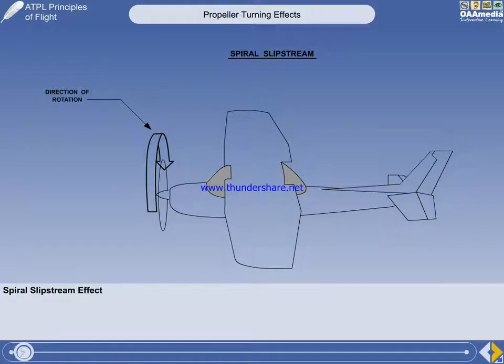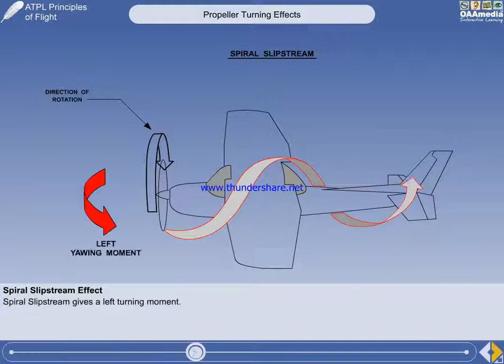The second propeller turning effect we'll look at is spiral slipstream. Because the propeller rotates clockwise, when viewed from the rear, the mass of air it accelerates will also rotate clockwise. The rotating mass of air meets the fin at an angle from the left, which produces a left yawing moment.